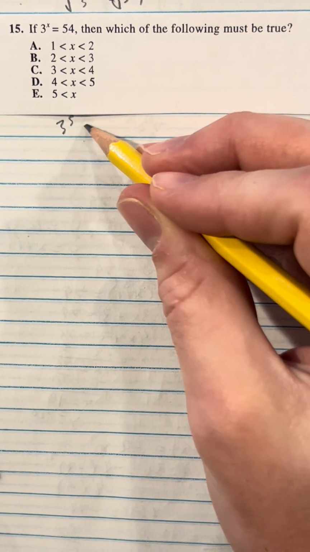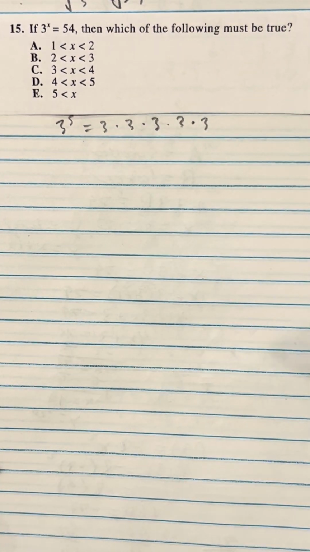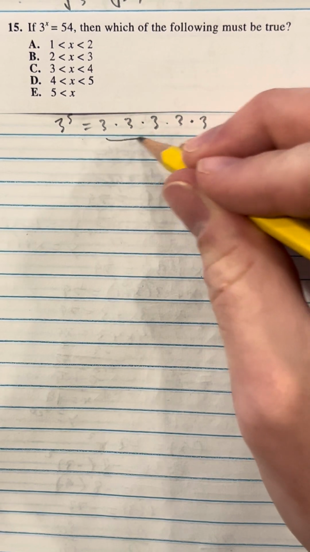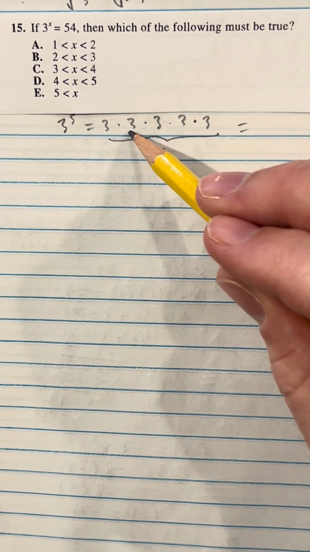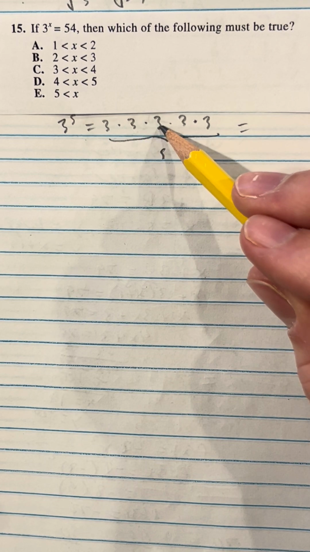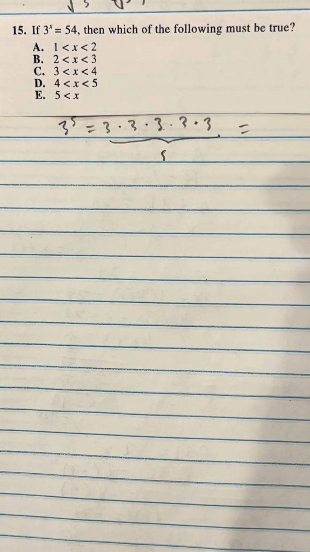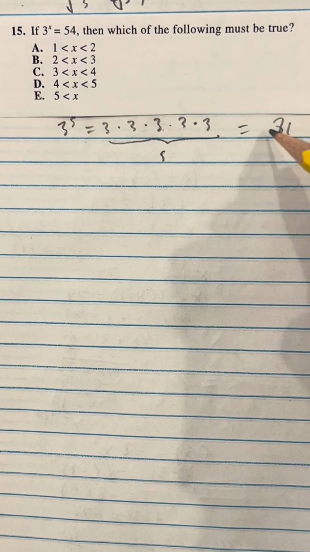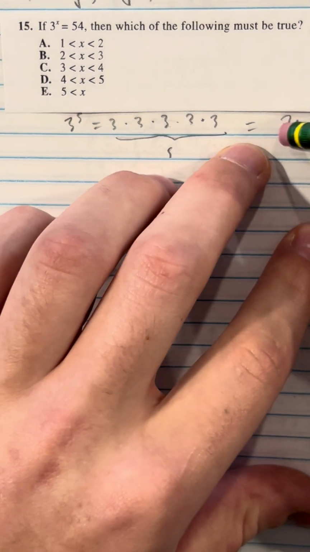3 to the 5th power is going to equal 3 times 3 times 3 times 3 times 3. So remember, 3 times 3 is 9, times 3 is 27, times 3 is 81, and we're already at a huge number, which is greater than 54. This number will be greater than 81 because it's also multiplied by 3 again, which is 243. But you don't even have to know that.